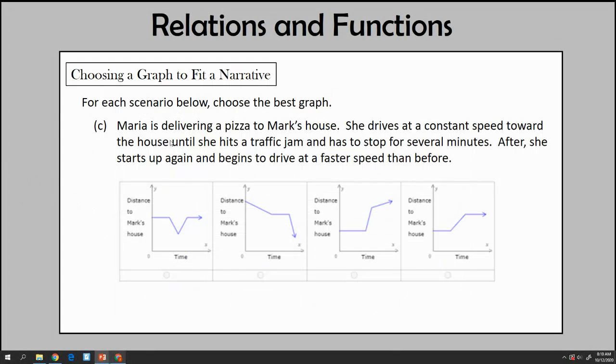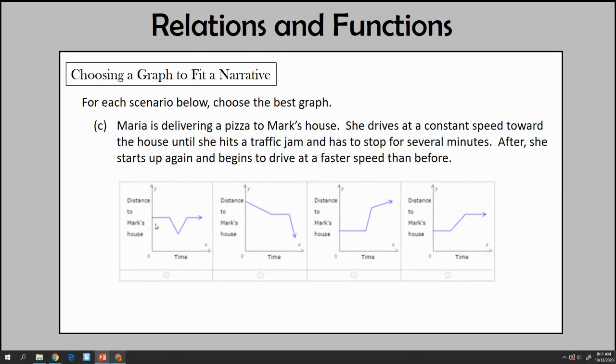Okay, a little bit more complicated couple of these. Maria's delivering a pizza to Mark's house. She drives at a constant speed toward the house until she hits a traffic jam. Then she's got to stop for several minutes. After she starts up again, she begins to drive at a faster speed than before. Okay, so now you've got to understand this. What this represents is the distance to Mark's house. Okay, so she should be heading down. So she gets to his house. Okay, this is over time.